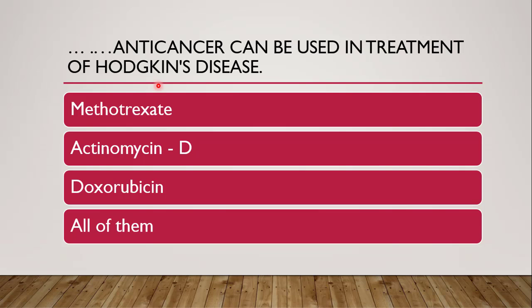So in Hodgkin's disease treatment, which of these anticancers can be used? Whether it is methotrexate, actinomycin D, doxorubicin, or all of them. The correct answer is doxorubicin. Doxorubicin is the antibiotic which is used in treatment of Hodgkin's disease also, which has anti-cancer properties.